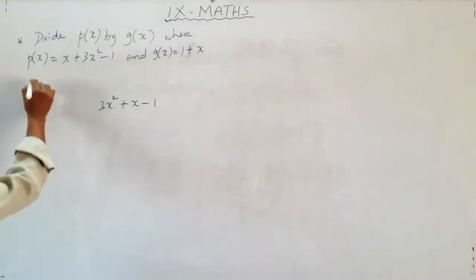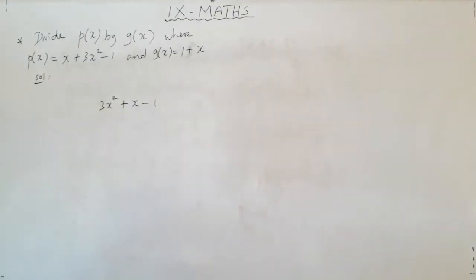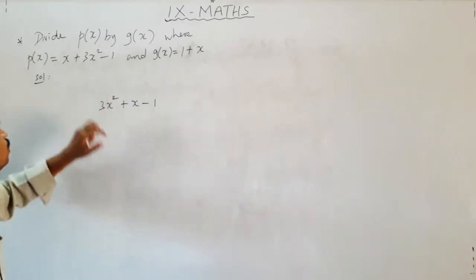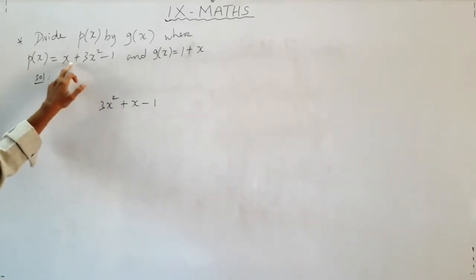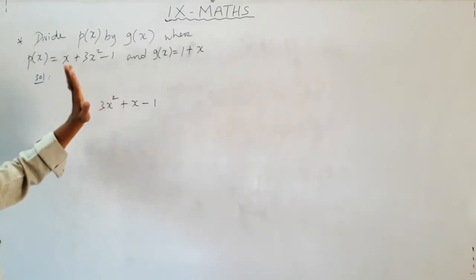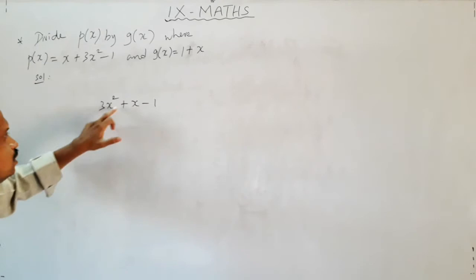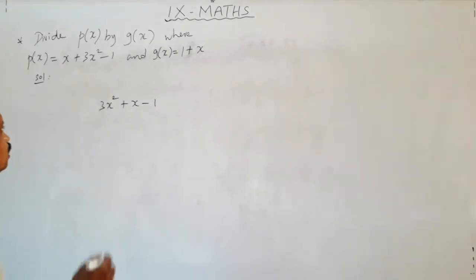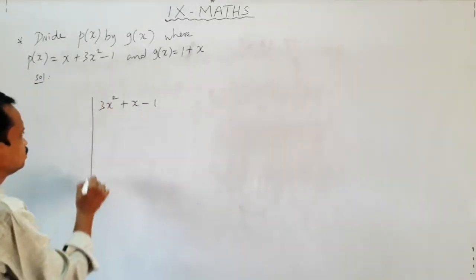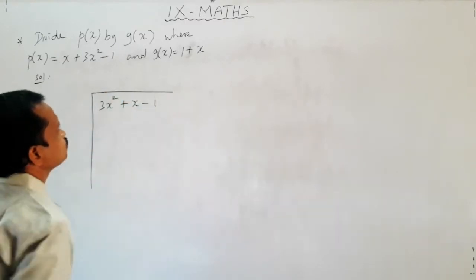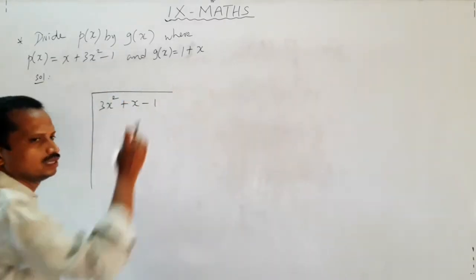You see what I am doing? The solution. P of x by g of x we have to divide. Even though they have mixed the terms, not in arrangement, you have to arrange. It's our duty. So first the x square term, then the x term, and then the constant. Clear? And you have to take it like this: draw a line and take the divisor.